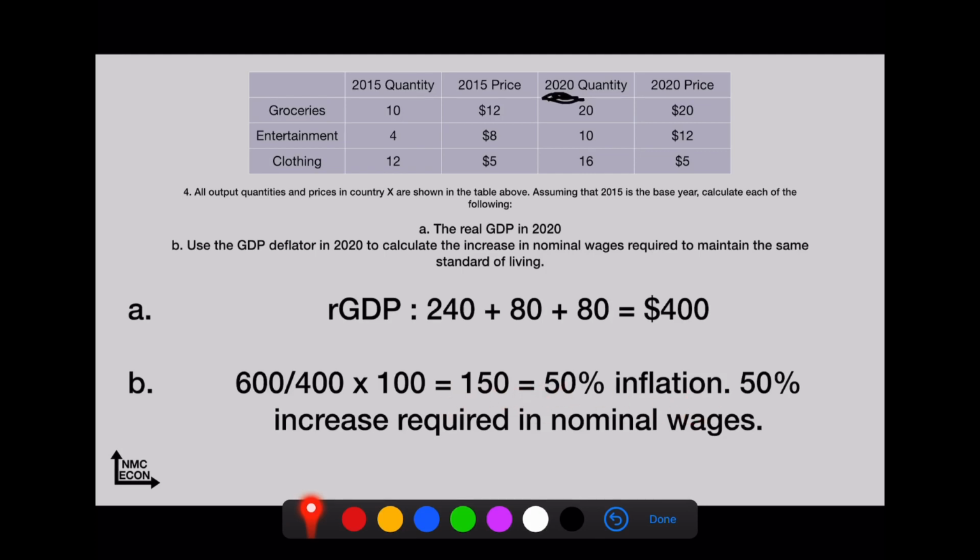That's a pretty unrealistic amount of inflation for the United States. But if there's 50% inflation, right, that means we're going to need a 50% increase in nominal wages in order to maintain the same level of real wages, the same level of purchasing power, and of course, standard of living. Okay.